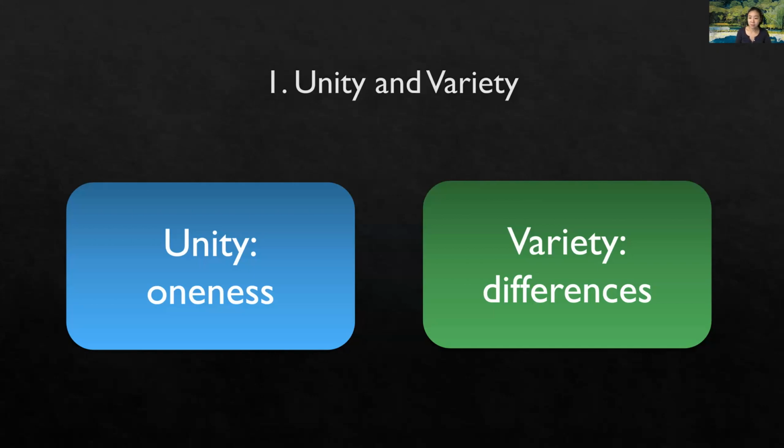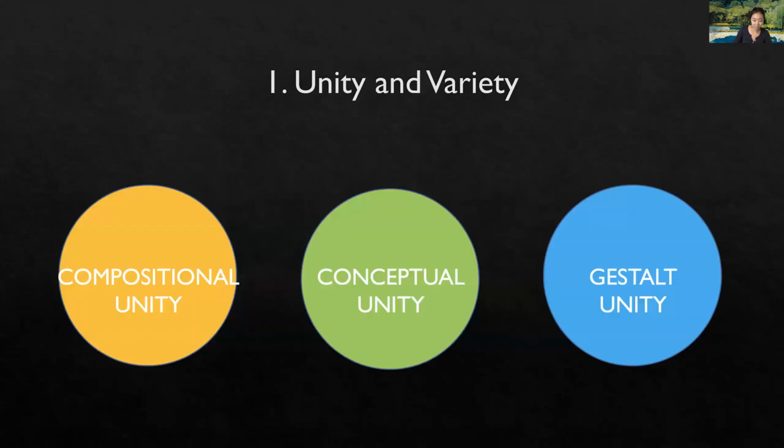So unity and variety. Unity is the sense of oneness, and variety is the differences in art. So all artworks include unity and variety at the same time. And there are three ways to unite in art: compositional unity, conceptual unity, and gestalt unity.